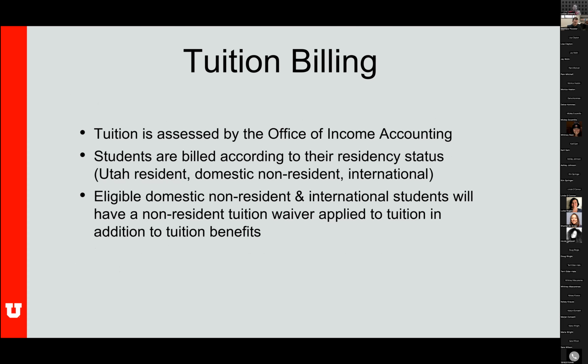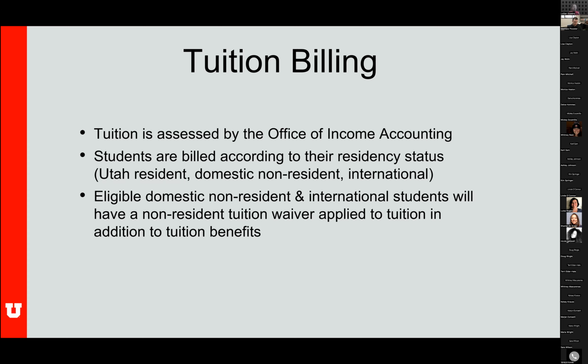Now, just as a reminder, tuition billing is actually assessed by the Office of Income Accounting. I have no hand other than the TB process in a student's bill. I have no idea why they're being charged X, Y, or Z amounts. I just know how our tuition benefit applies to it. It is important to remember, however, that students are always going to bill according to their residency status. So if they are a Utah resident, they will be billed as a Utah resident. If they are international or otherwise, they will be billed accordingly.